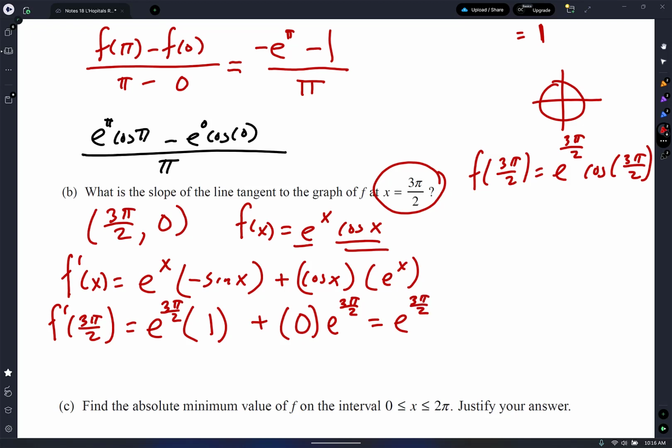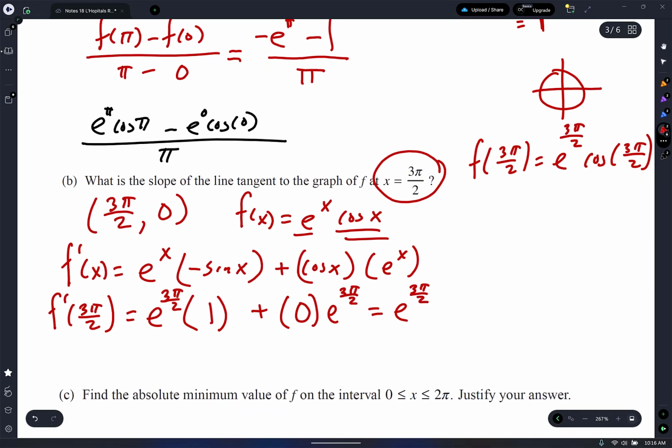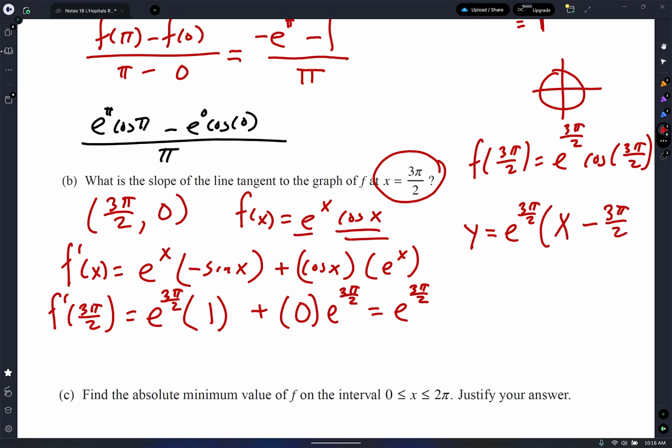I'm ready for the tangent line. So, we haven't gotten a tangent yet. I'm going to write it right here on the side, guys. y minus 0, so you don't have to put that, equals slope, e to the 3 pi over 2, parenthesis, x minus 3 pi over 2. If you want to distribute, it's up to you. I would not. I would leave it right there. How do we feel? Nothing crazy?